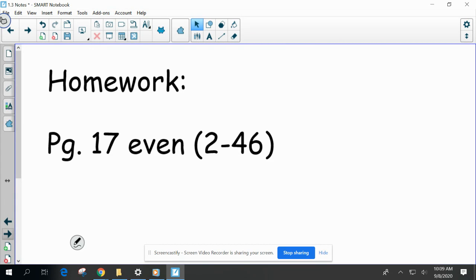So here is your assignment. Page 17, even 2 through 46.